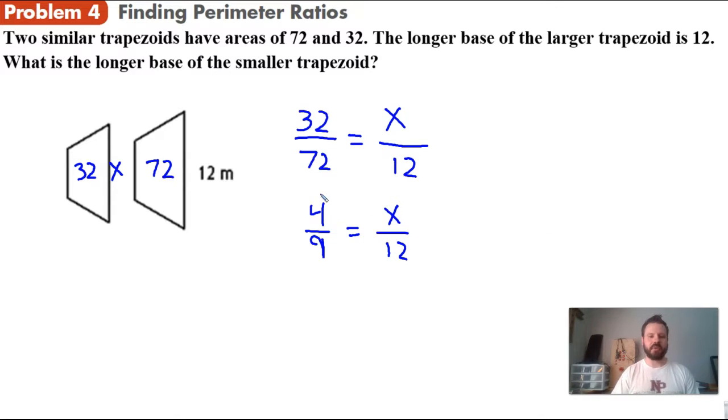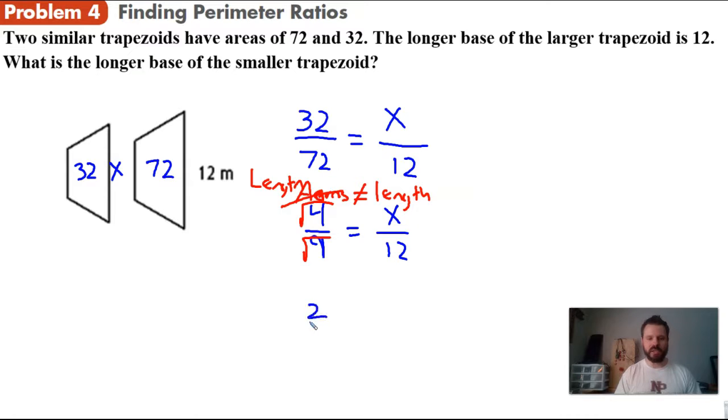Okay, now this is not going to work. Why is it not going to work? Because the 4 and the 9 came from areas. The x and the 12 are lengths. Like we said, areas and lengths are not proportional to each other. So just like in the last question where I squared the lengths to get area ratios, what I can do with this one is square root the areas to get length ratios. That's going to make this a length ratio then.